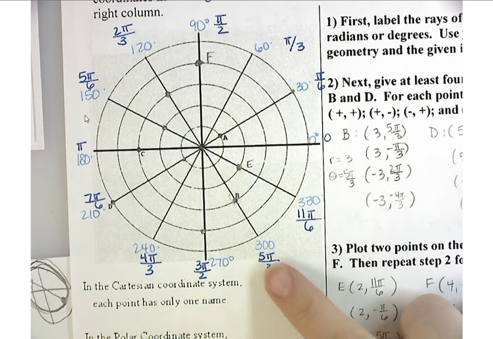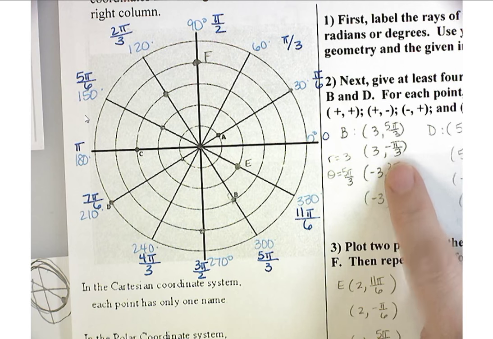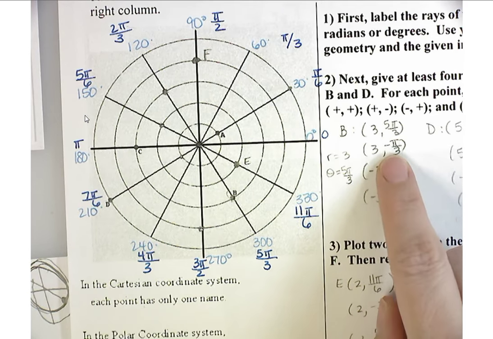What's another way I could label this angle? 5 pi over 3. Negative pi over 3, right? It always has a positive and then a negative counterpart. And if you were to add those two together, 5 pi over 3 and pi over 3, what would you get? 2 pi. Okay, because one time around the circle. So that's where this negative pi over 3 comes from.